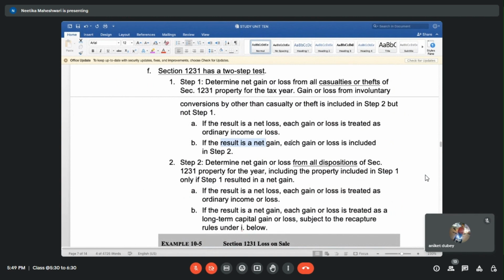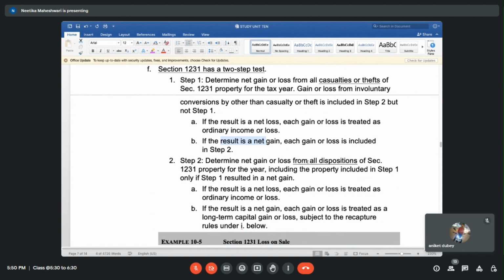If the result is a net gain, then what they're saying is you go to step 2. If it's a loss from any of the casualty and theft, just straight away go and take that as ordinary loss, even if it is coming from a capital property. But if it is a gain, then they want you to go to step 2 and then see where the gain is coming from.